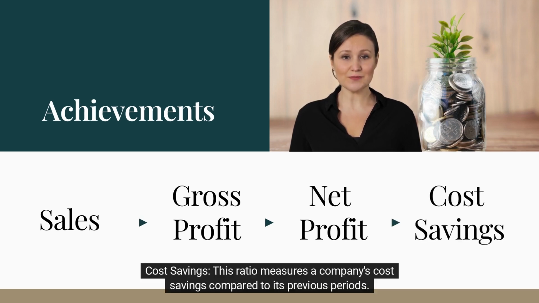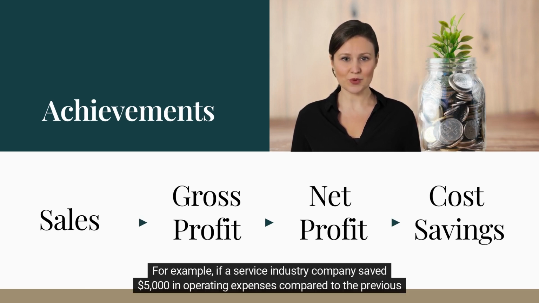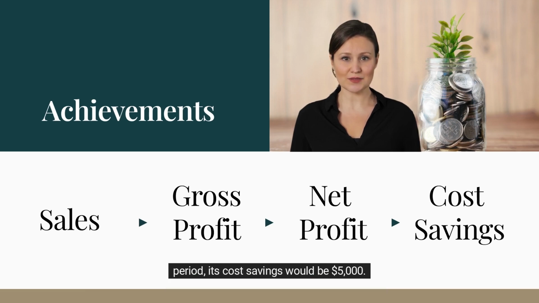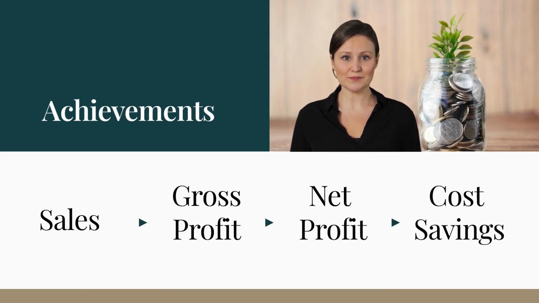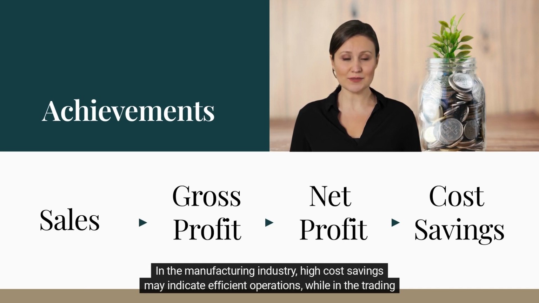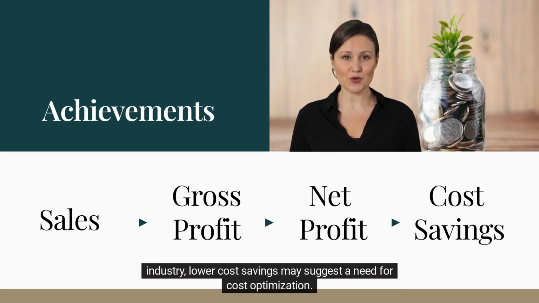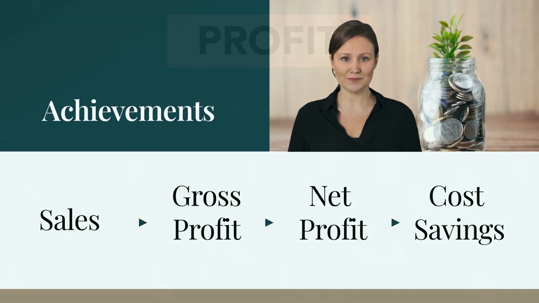Cost savings. This ratio measures a company's cost savings compared to its previous periods. For example, if a service industry company saved $5,000 in operating expenses compared to the previous period, its cost savings would be $5,000. In the manufacturing industry, high cost savings may indicate efficient operations, while in the trading industry, lower cost savings may suggest a need for cost optimization.